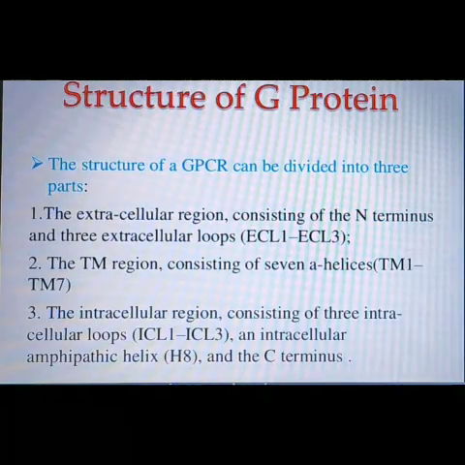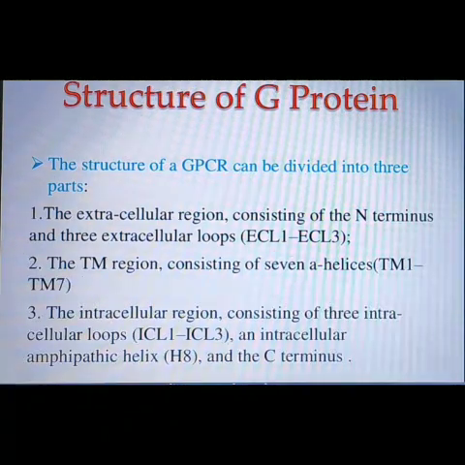The structure of a GPCR can be divided into 3 parts. The first is the extracellular region, the second is the TM region, and the third is the intracellular region. The extracellular region consists of the N terminus and the 3 extracellular loops, ECL1, ECL2 and ECL3.